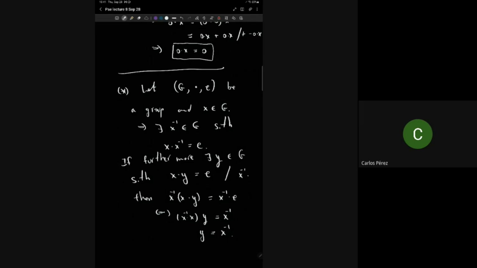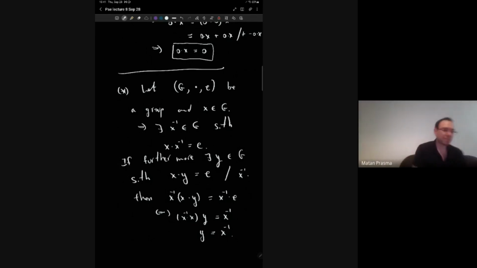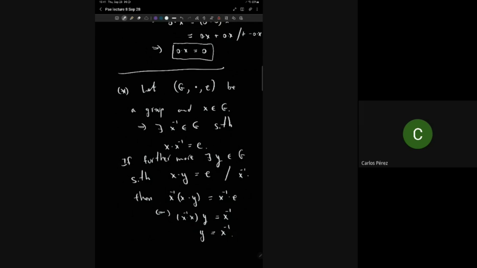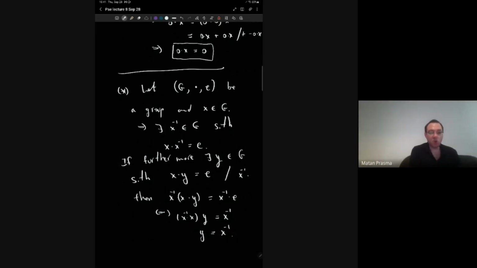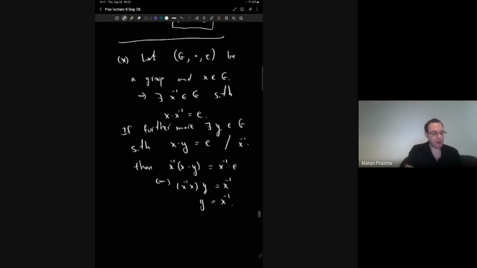Thank you very much for this reminder. That was really useful. Thank you. Okay. So the inverses are unique in a field, just as they are in groups.